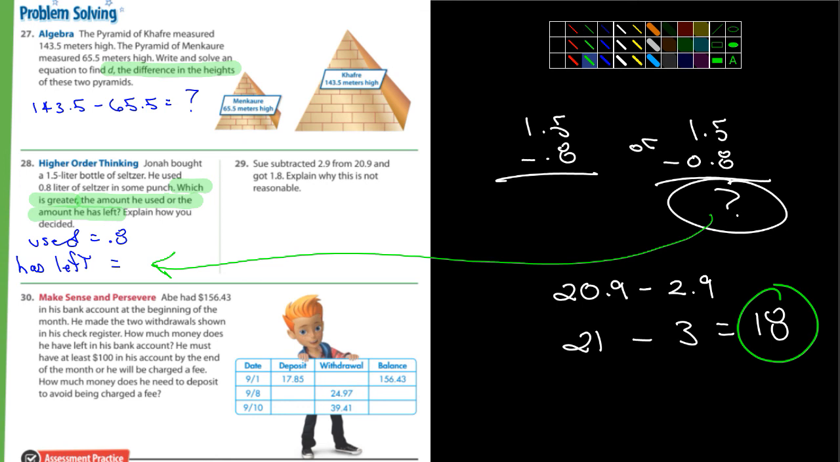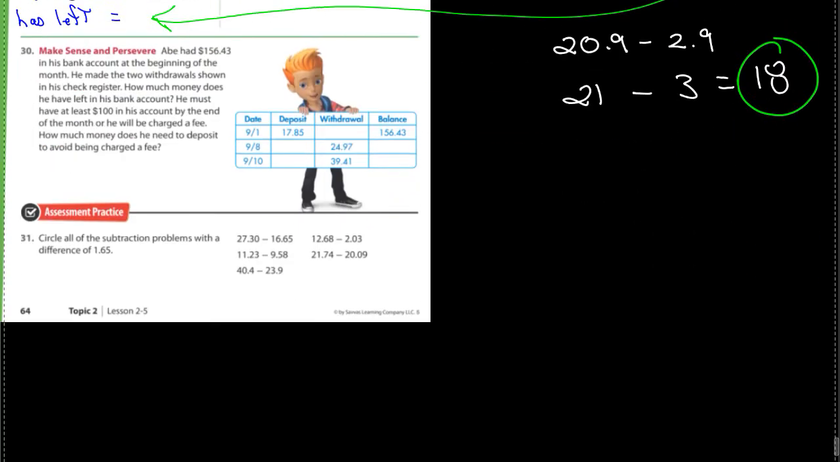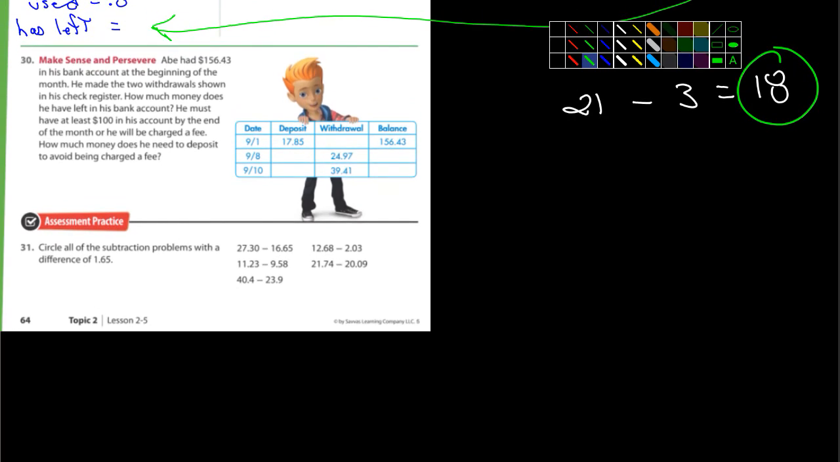All right, we're at 14 minutes here. I'm looking at number 30. It says Abe has 156.43 in his bank account at the beginning of the month, and he made 2 withdrawals. Let me ask you guys a question here. He made 2 withdrawals.